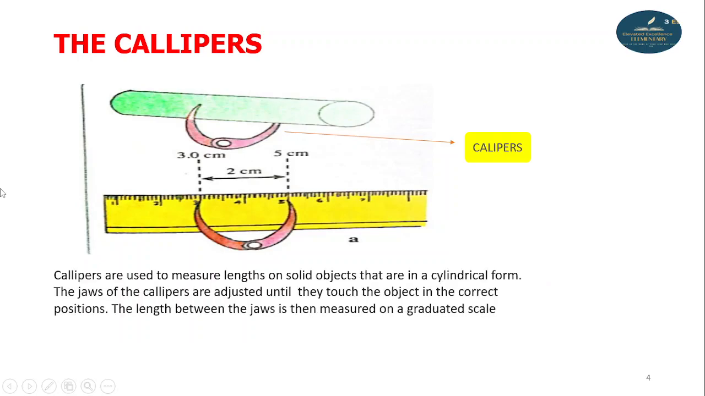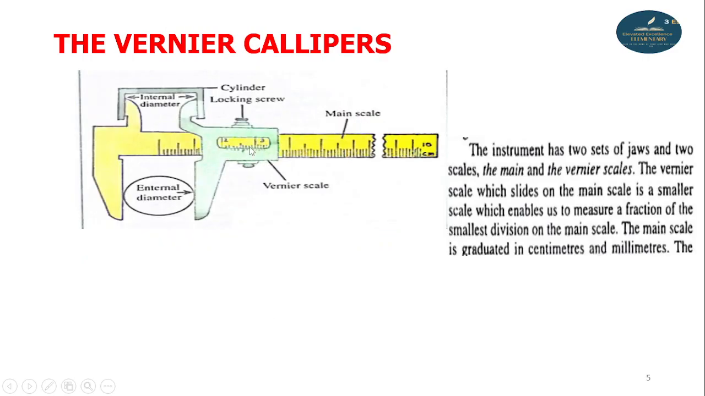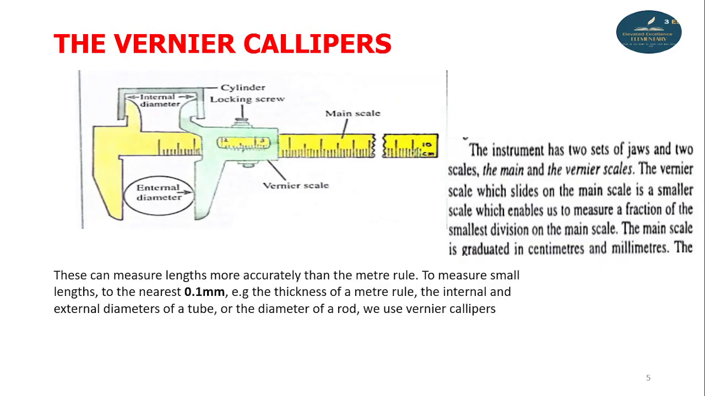So now let's move to the other one. We have the statement here. Calipers are used to measure length on solid objects that are in cylindrical form. The jaws of the calipers are adjusted until they touch the object in the correct positions. The length between the jaws is then measured on a graduated scale. The vernier caliper: the instrument has two sets of jaws. This can measure length more accurately than the meter rule would, to measure small length to the nearest 0.1 millimeter.